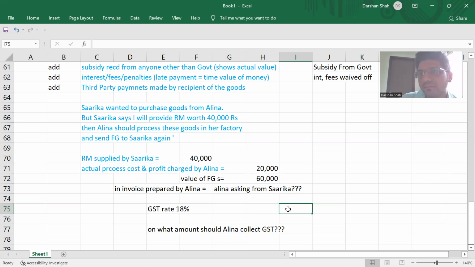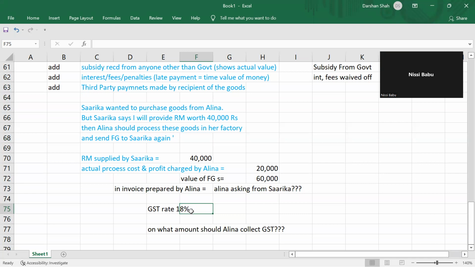So the raw materials which Sarika supplied worth rupees 40,000, she might have already paid GST when she bought them. Then what will happen? She will get the credit. She will get the credit later on when she submits her GST returns. Correct. So Sarika is not going to pay GST twice over here.